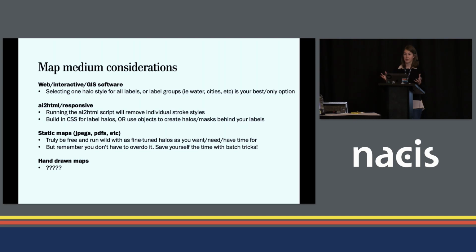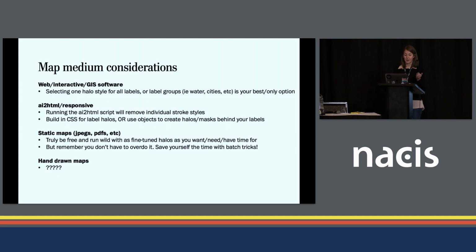For map medium considerations, I touched on some of these before. Selecting one halo style for all labels is sometimes your only option in web and interactive. For HTML, remember that your strokes can often get dropped out if you're styling in Illustrator, so apply CSS to style for halos or create masks. And then for static maps, you can really run wild. If it's going to get baked into an image, you can just continue with it, but remember, you don't have to overdo it. There are a lot of batch tricks that you can apply and get great results.